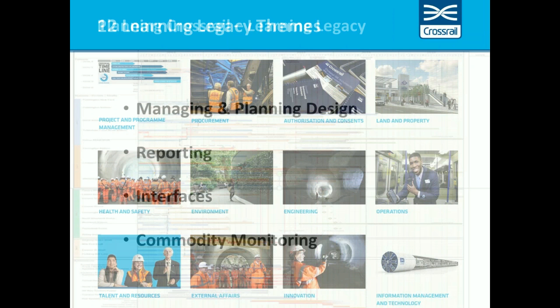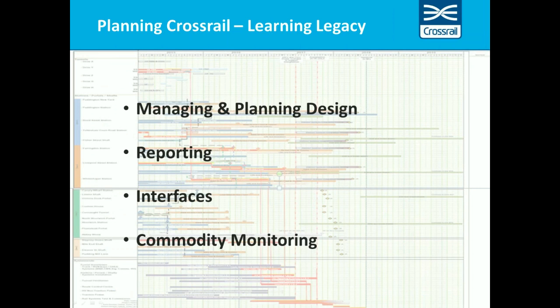In terms of planning, there are a number of papers on the Learning Legacy website. We have put together 4 micro reports. There will be more to follow, but managing and planning design has been a very challenging planning aspect for Crossrail. We spent a lot of time trying to navigate our way through design, so there is a micro report on that. Reporting, and how that relates to planning, there's one on that.